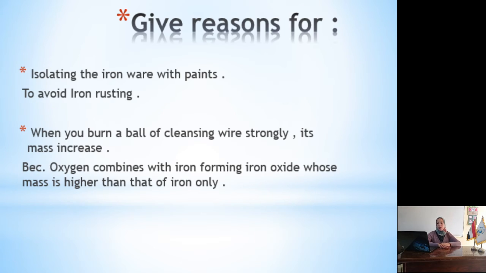Give reason: isolating the iron wire with paints to avoid rust. When you burn a ball of cleansing wire strongly, its mass increases because it combines with oxygen.